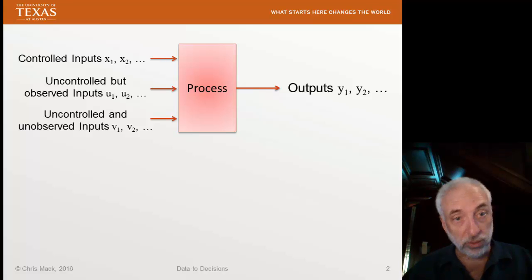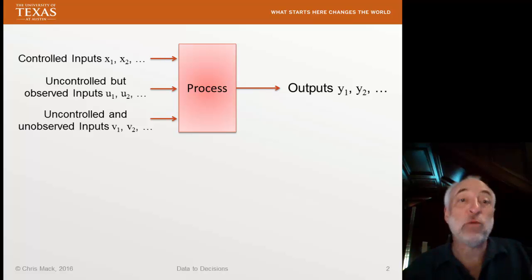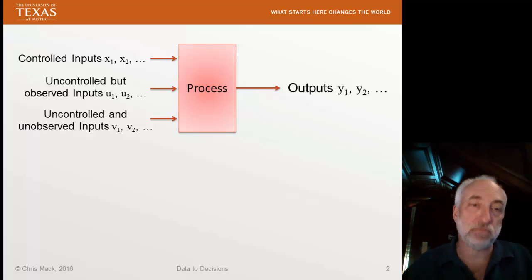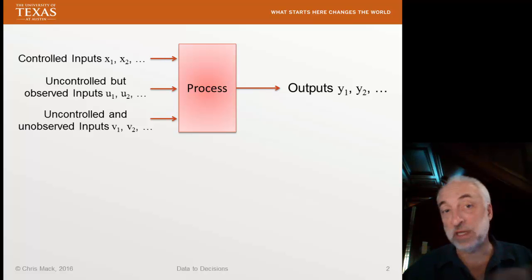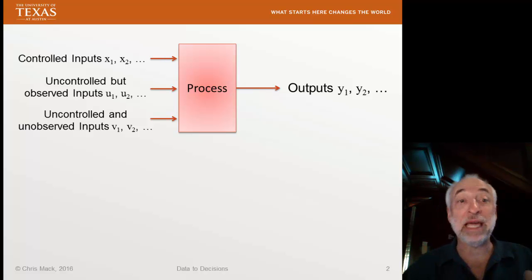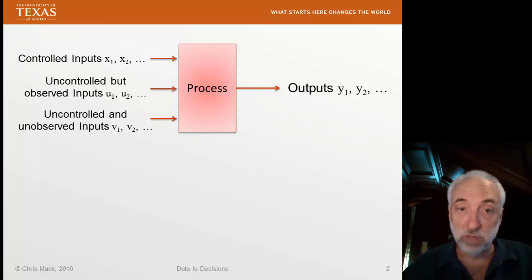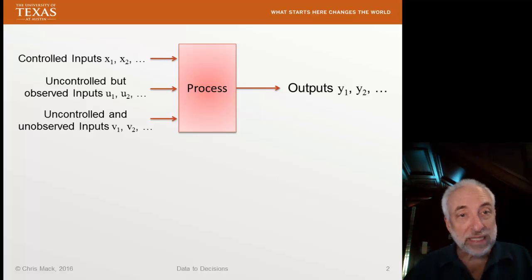And those uncontrolled inputs have two kinds as well. We have some uncontrolled inputs that we can observe, that is, we can measure, but we can't control them. There are other kinds of uncontrolled inputs that we don't control and we don't even measure or observe them. And we're going to have to treat these uncontrolled inputs a little bit differently.